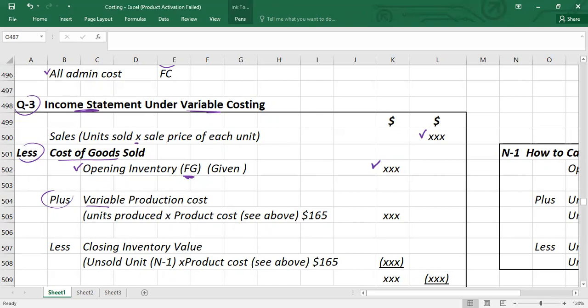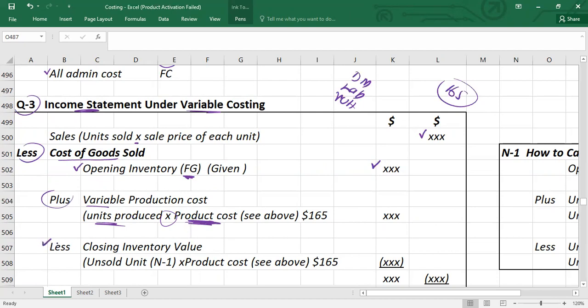And guys, how will you do it? You will take units produced times product cost. Product cost we have just calculated above. If you remember, it was 165. You can just go and check it back. And product cost includes what? Direct material, direct labor, and variable overhead. Okay, so this is how you will get the variable production cost. Sometimes he might give you direct material, direct labor, and variable overhead directly in total. Just put the total of these here. If it is given per unit, take the product cost and multiply it with the units produced.